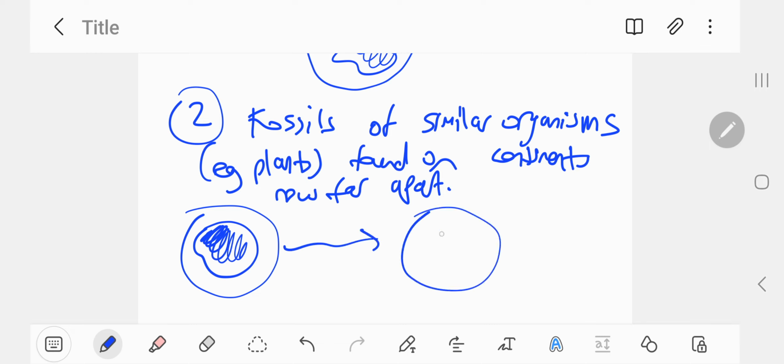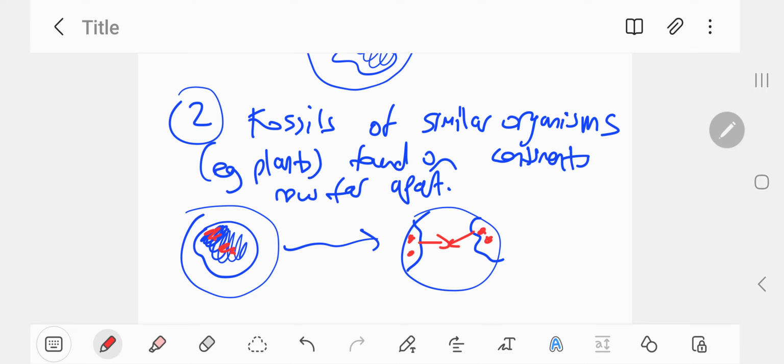And then over hundreds of millions of years, you've got two different continents here, let's say, and you'll find the same plant species on the different continents. And that suggests that once upon a time, the two continents were joined together in one supercontinent.